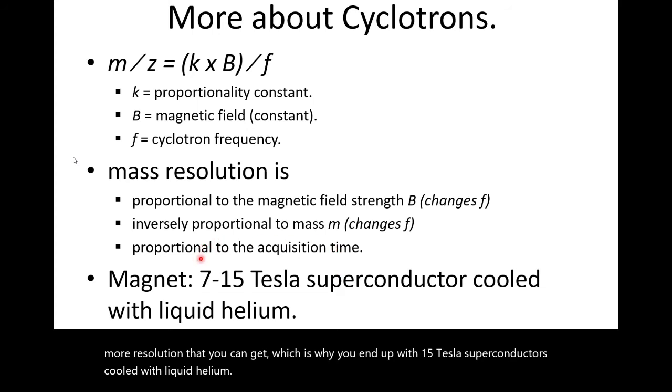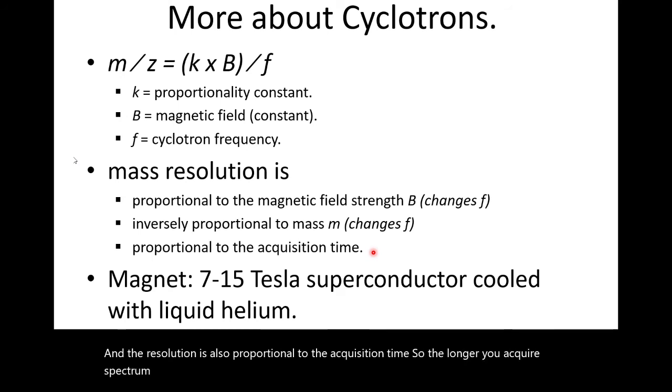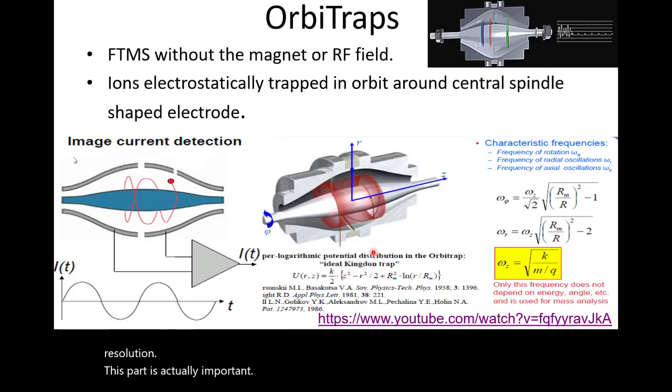And the resolution is also proportional to the acquisition time. So the longer you acquire a spectrum for, the higher the resolution you're going to get, and you can get up to millions of resolution. This part is actually important when we start to talk about Orbitraps, which are essentially ion cyclotrons without the magnet.